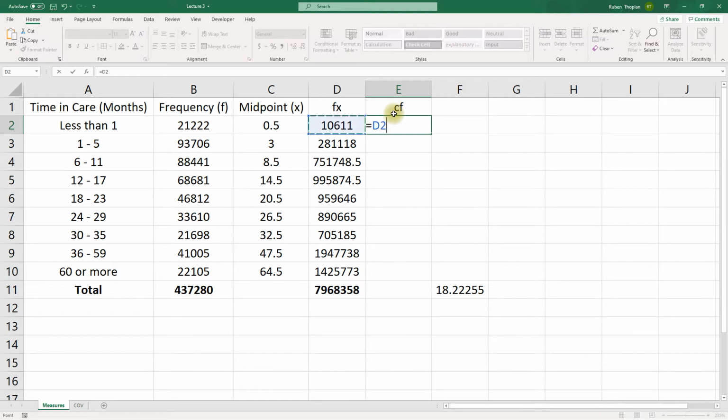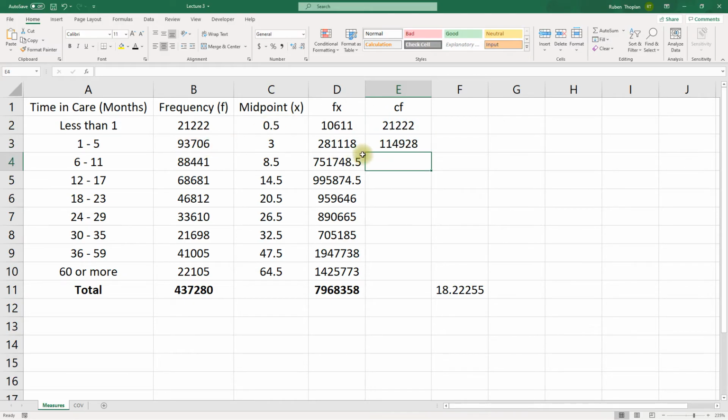The cumulative frequency for the first class is going to be the first frequency itself. It's not going to change. But the next cumulative frequency is cumulative. It means that you need to take this 21,000 plus the 93,000. And when you come to this one, it will mean 21 plus 93 plus 88, and it goes on like that. But of course, if you have to do it on your calculator in an exam setting, you will not add all these numbers, it will take a lot of time. So what do you do then? You take the previous cumulative frequency and add this frequency.